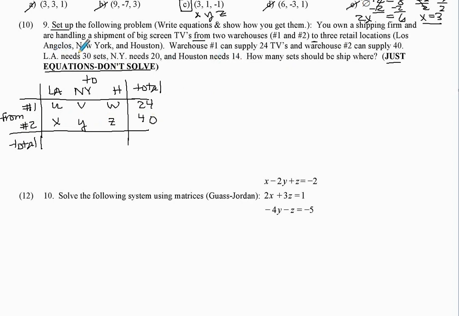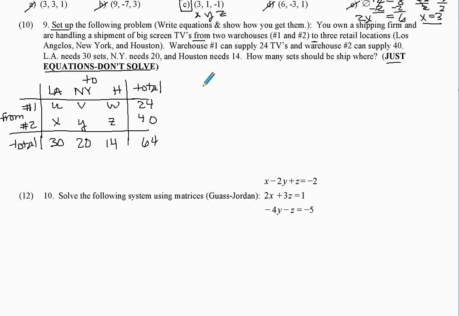And then LA needs 30. These two values, U and X, those are going to LA. So this is the 30. New York needs 20. So New York, that's this column, 20. V and Y are the numbers that go to New York from number 1 and number 2. And then Houston needs 14. And that's W plus Z. From number 1 to Houston, from number 2 to Houston. And so if you add these vertically here, we get 64. And if you add these horizontally, we also get the 64.